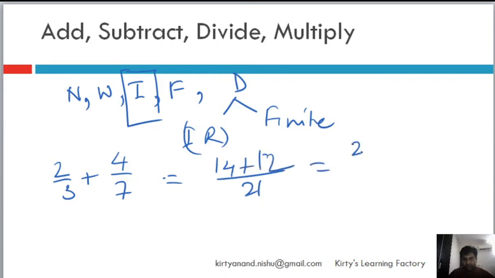I basically get 26 by 21. Yeah, that's the number I get. Both of them are positive, no problem. Both of them are positive fractions. I do that.